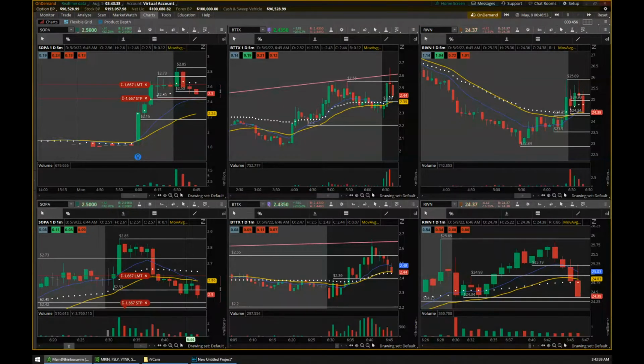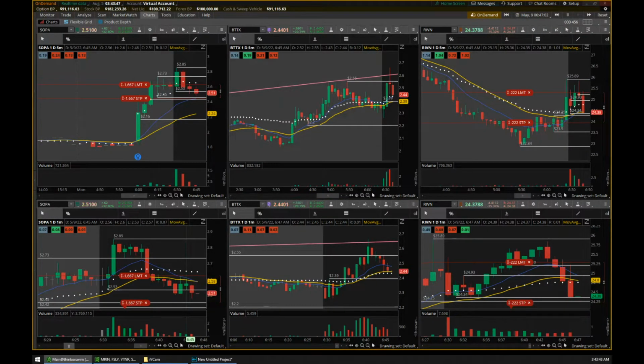Boy, look at everybody coming down to their support levels at the same time. RIVN, I'm going to jump in right there. I'm going to sell this. Okay, there's $50 I just made on SOPA. And, I missed the move here. Let's see if I get a little more out of RIVN before I sell it. I'm up $26 there.